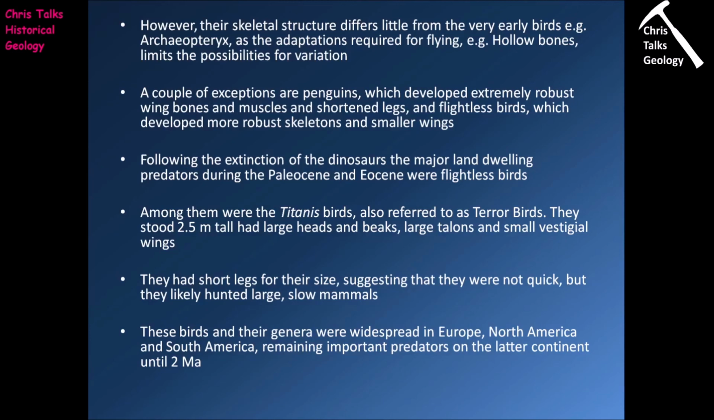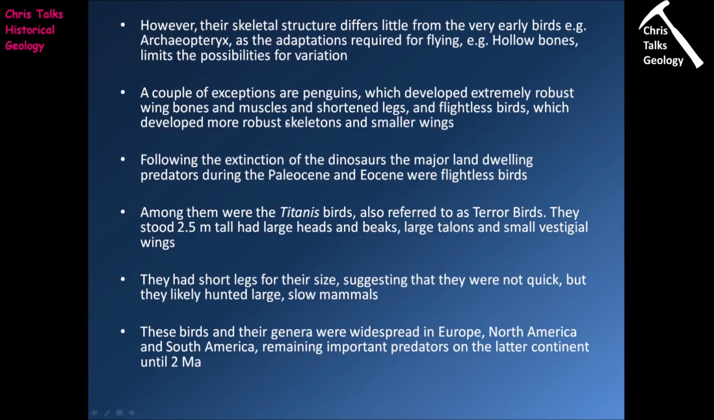Now, there are a couple of exceptions to this rule, and these are groups of birds that have developed to move into different environments. So the classic example would be the penguins. The penguins have developed extremely robust wing bones and wing muscles, and they've also shortened their leg length, and this is a response to their movement into the marine environment. So obviously the big powerful wings are required for propulsion through the water, whilst the short legs help to create a more streamlined body. In the case of the flightless birds, so let's for instance think of something like an ostrich, we see that they develop a more robust skeleton and they develop smaller wings. Typically the smaller wings are because, well, if you're not flying, the wings will often actually get in the way. They're a bit of a hindrance, so having smaller wings can often be advantageous.